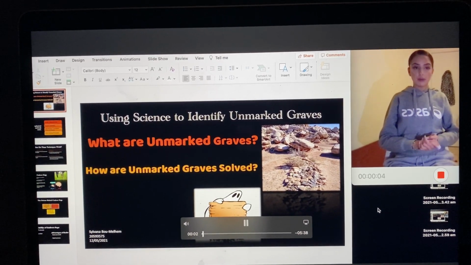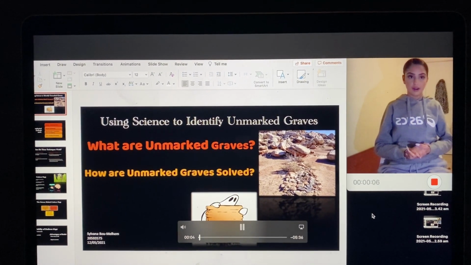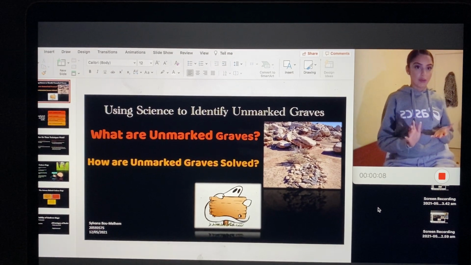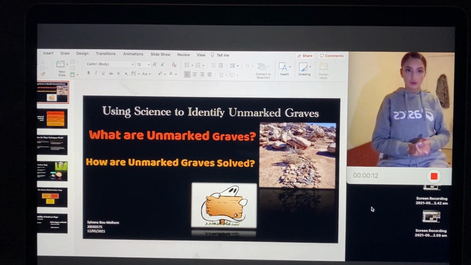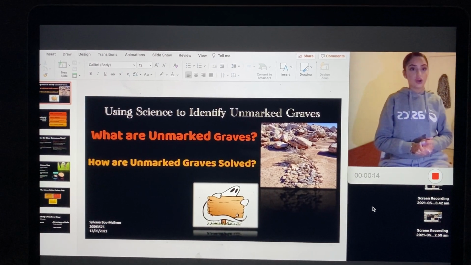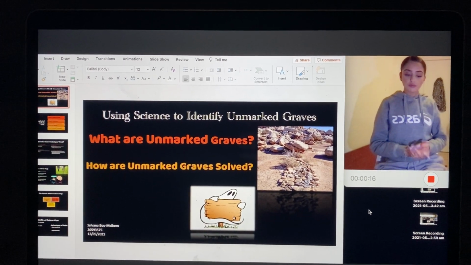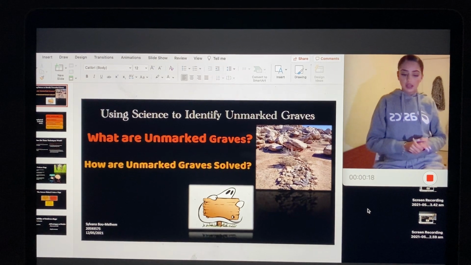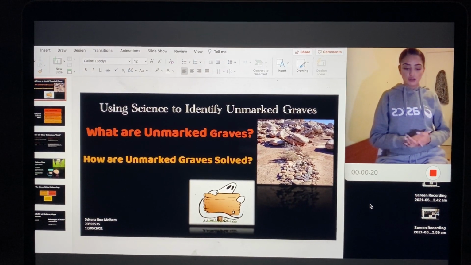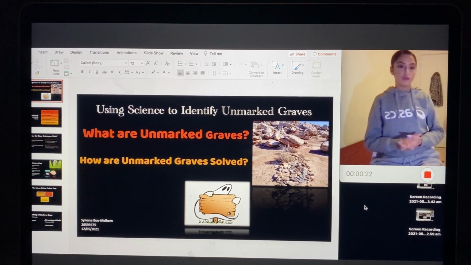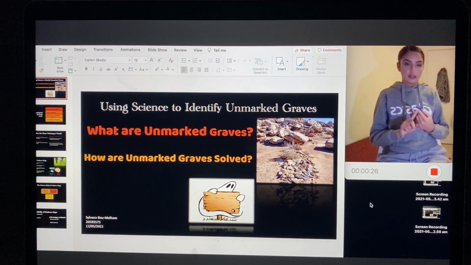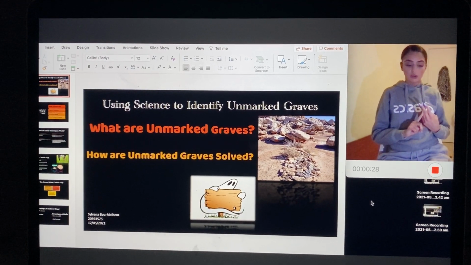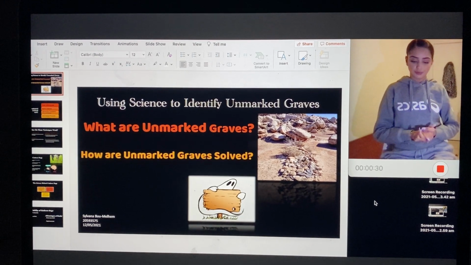The topic I will be presenting today is about identifying unmarked graves. What are unmarked graves? Unmarked graves are unidentified burial sites that are not recognised on the ground surface, either because they have at no time been marked, or because the gravestone has been detached or dismantled.